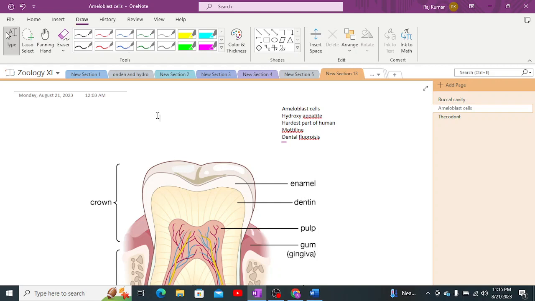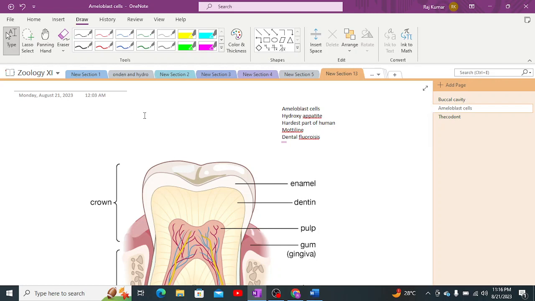After which we are having pulp cavity. Pulp cavity is basically a cavity inside which there are nerves, as well as nerve fibers, as well as blood vessels. And this pulp cavity is the only living part inside the structure of teeth. Everything else is non-living. Only the living part is pulp cavity. Dentin has its function to protect the pulp cavity, as it is a living part and it requires protection, so it is protected by the dentin.